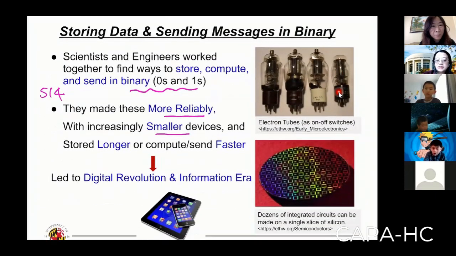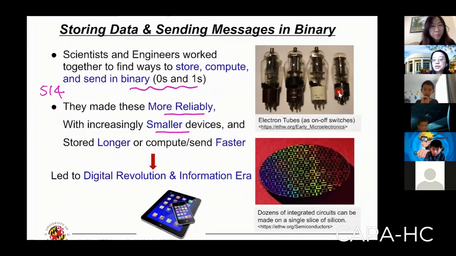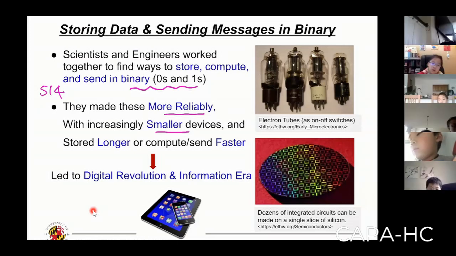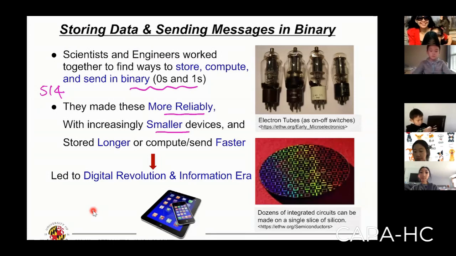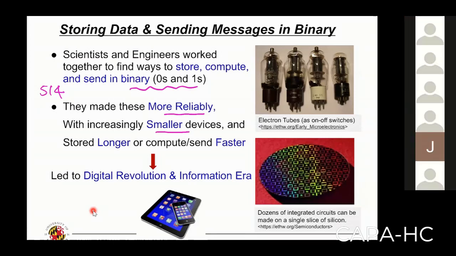We further learned about how scientists and engineers work together to learn to store those binary numbers, compute, and send that information. They have done this over the years more reliably in smaller devices, and they can store longer, compute faster, and send it faster to your friends on the other side of the world. All this forms the foundation of our digital information era. And you can see that all the math, the science, and even the art we have learned can help you, my friends, to be the future inventors of new technologies that make our world better and more fun to live in.